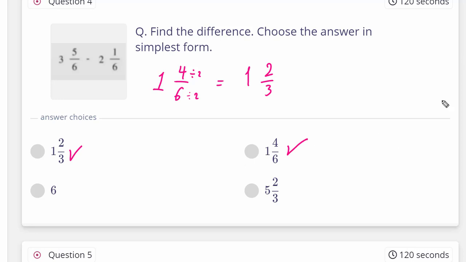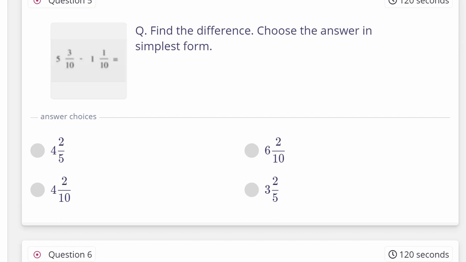Okay, let's do the same with the next question. I will solve the next question because we don't have enough time. In the next question, my heroes, 3 minus 1 equals 2, so we have 2/10. And 5 minus 1 is 4. So the answer is 4 and 2/10.